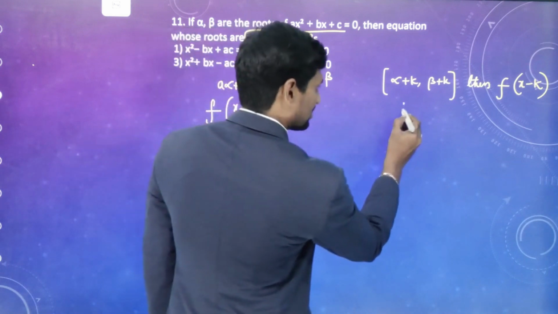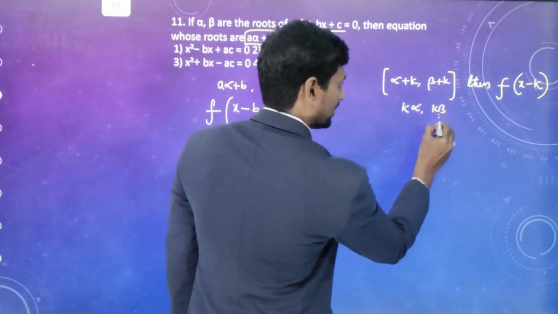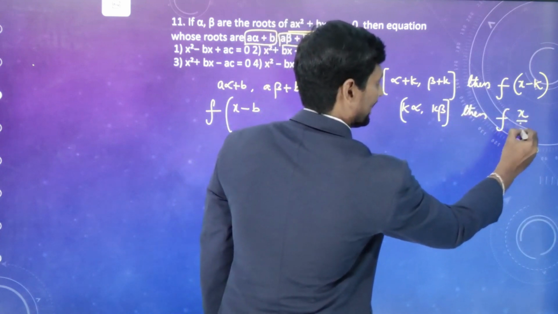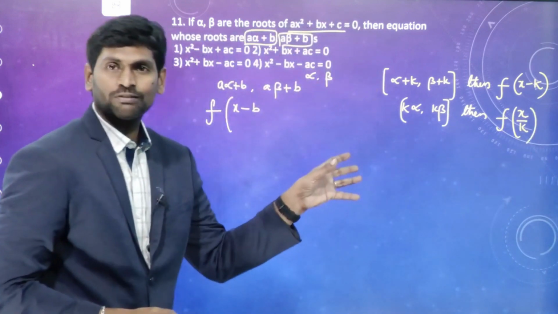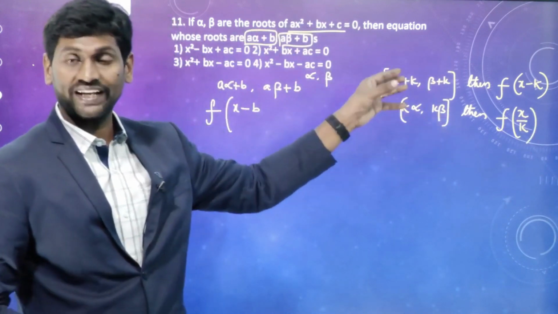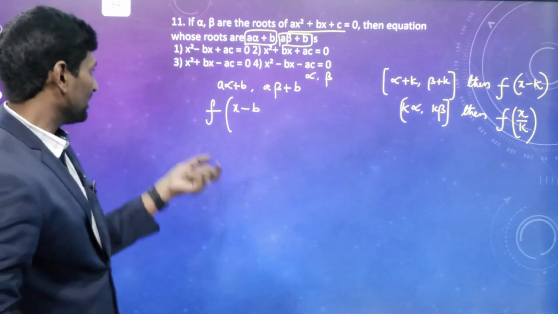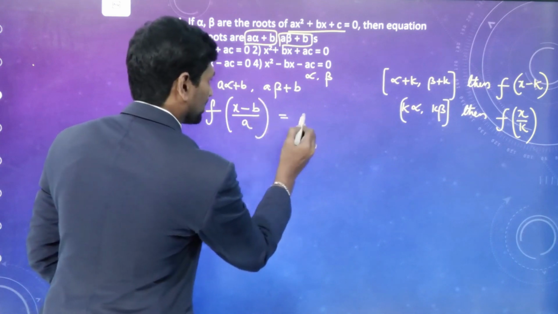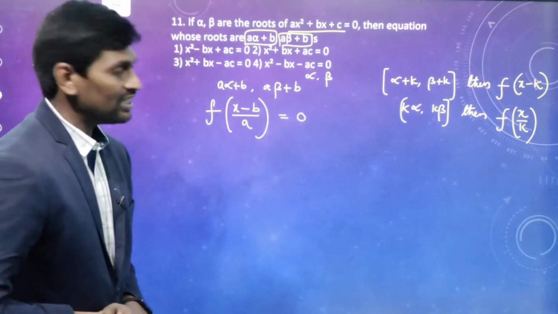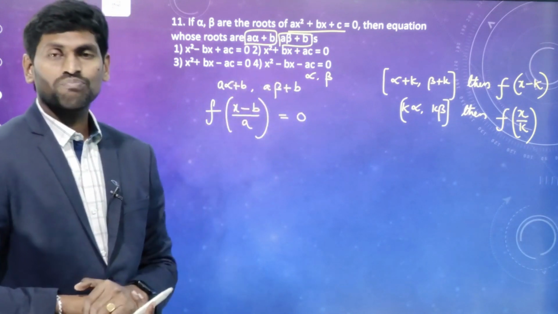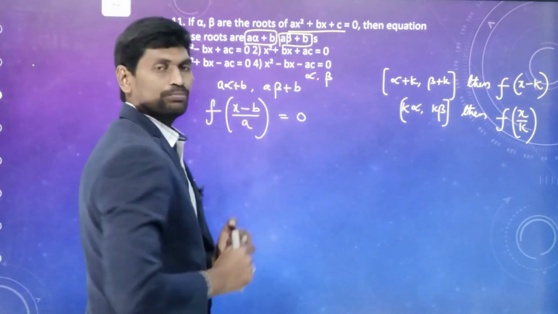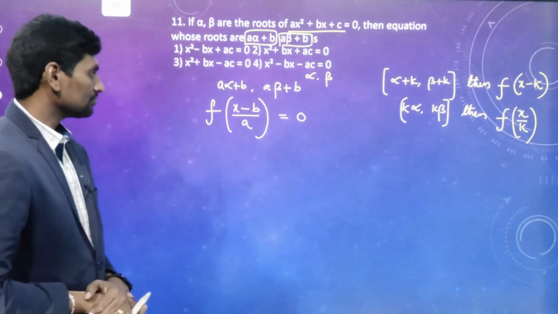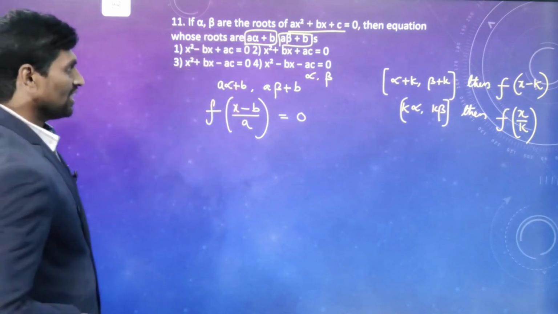A is multiplying means k into alpha, k into beta are roots of the equation f of x by k. That means when k is multiplied, we are taking it in the form of a denominator, x by k divided by k. In the same way here, a is multiplied on both sides. So our required quadratic equation is f of x minus b by a equals to 0, which has the roots a alpha plus b and a beta plus b. Okay? Right.